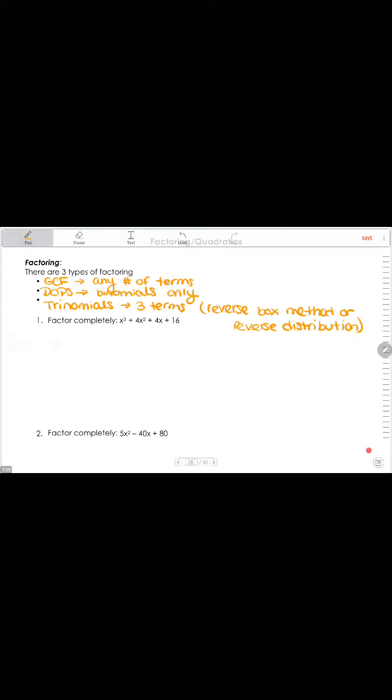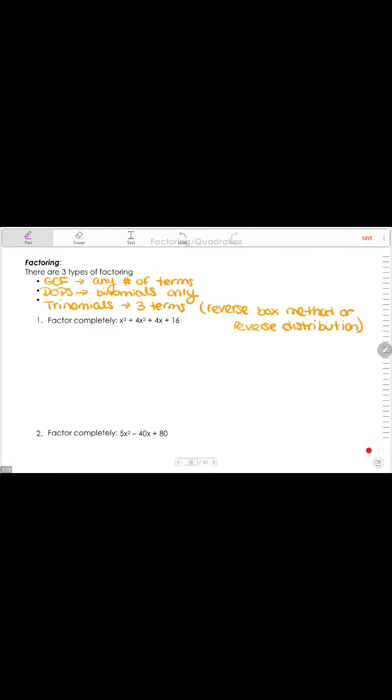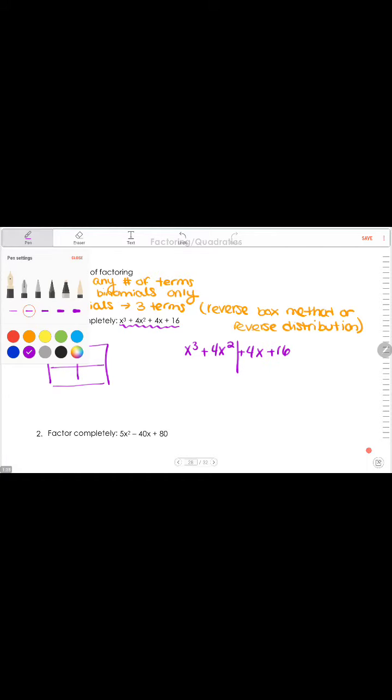Okay, so for this first example, you're going to notice it's a little bit different. We didn't cover this in class, but I want to show you how what we did cover, you can use this. So even though there's four terms here, we can still use what we do for trinomials, which is the three terms. So reverse box method or reverse distribution. Instead of having to find the four terms for the box, you already just have them. And then if you were doing it the other way, you would just split it down the middle right away.